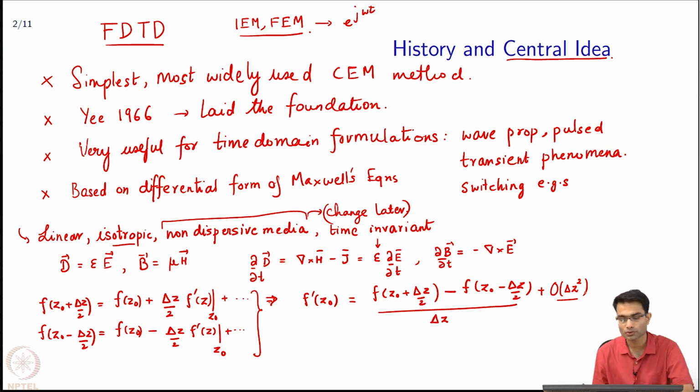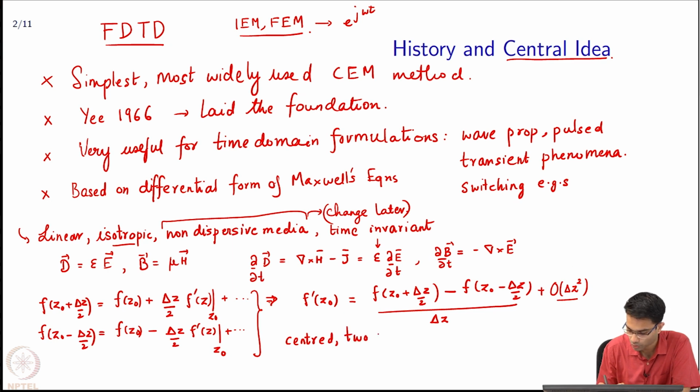Okay. So this is the central idea of finite difference time domain. Replace derivatives by differences. What kind of differences are they? Finite differences. So differences between finite values in space. So this z can be space, z can be time. It's up to me, right? There's a technical name given to this kind of difference. So it's centered 2-point finite difference.